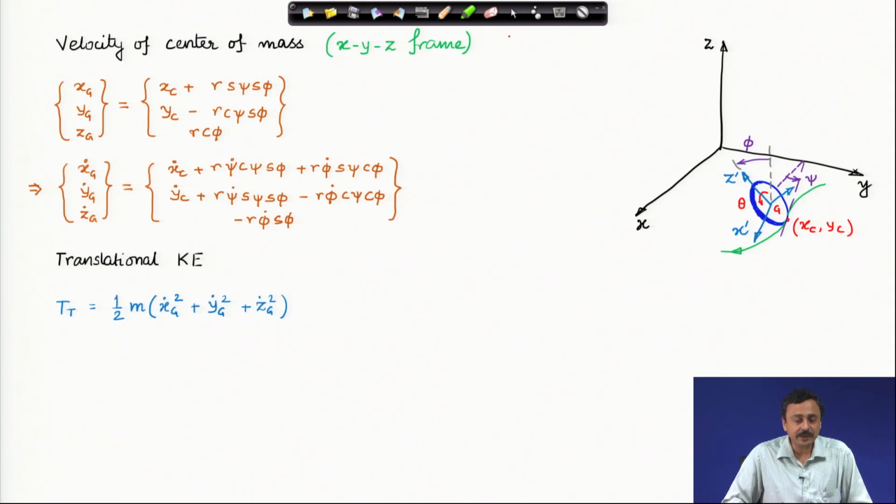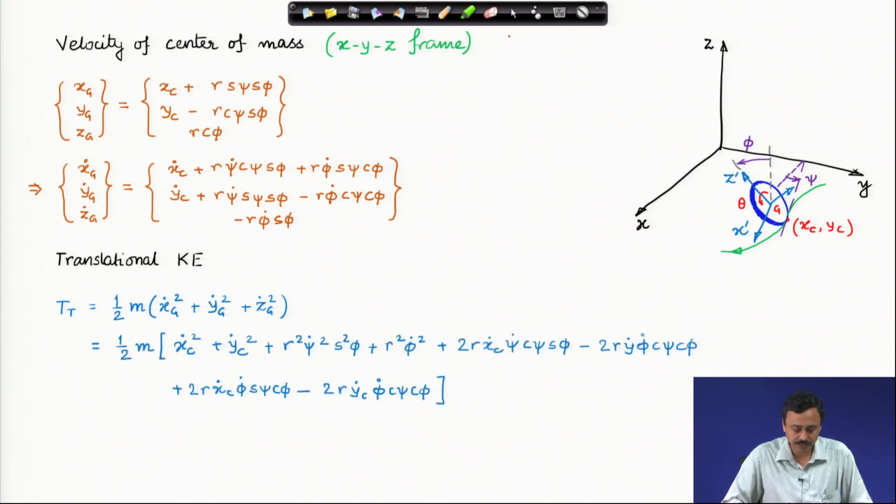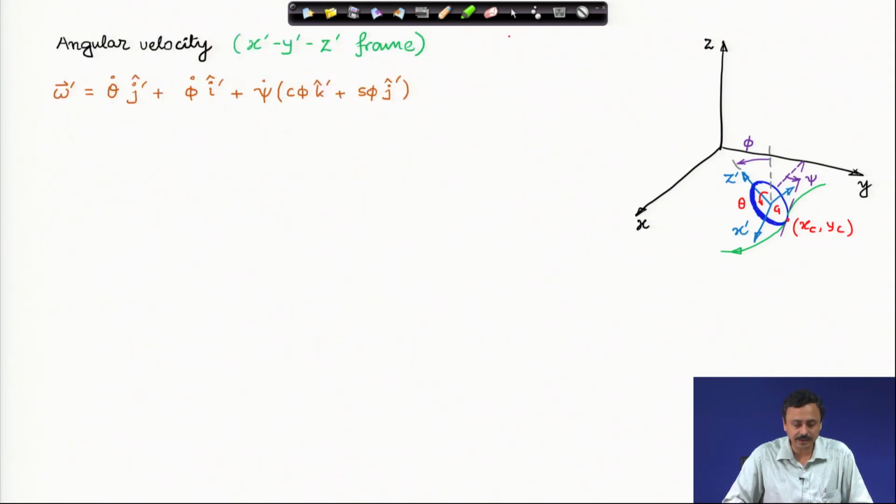Total translational kinetic energy is half m times x_g dot squared plus y_g dot squared plus z_g dot squared, as usual, and this is what comes out of it. It is a little complex, but you can always do it. We just have to do the algebra, otherwise it is straightforward. So, this is the translational kinetic energy.